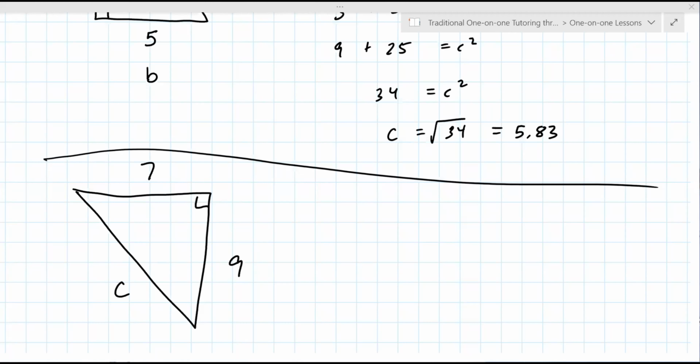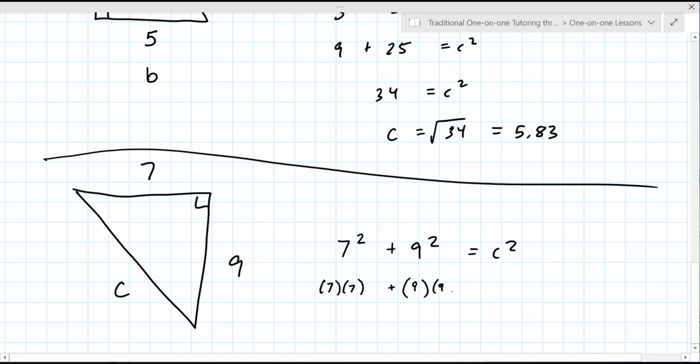So you have 7 squared plus 9 squared equals c squared. Squared means you multiply by itself, 7 times 7. Oh my gosh. 9 squared means 9 times 9. I don't know why I did 2 times 9. Okay, yeah. So 7 times 7 is 49. And 9 times 9.